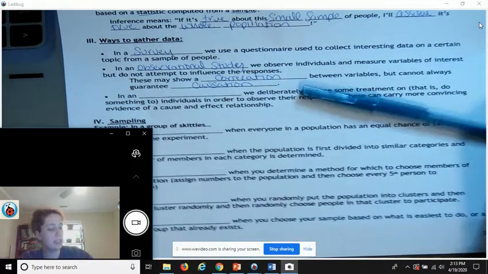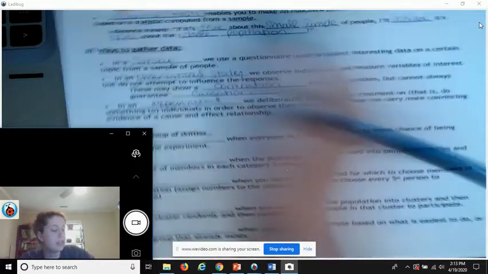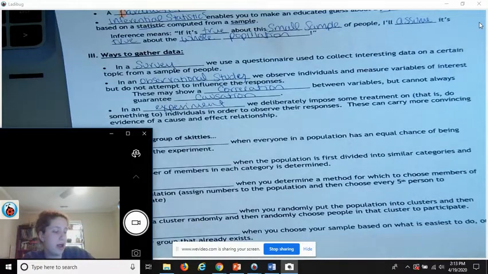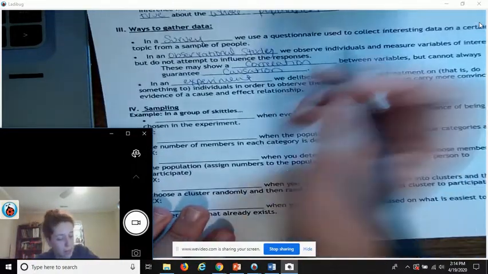In an experiment, we deliberately impose some treatment, or we basically change one of the variables, on individuals in order to observe their responses. These can carry more convincing evidence of a cause and effect relationship. All three of these things, survey, observational study, and experiment, can be biased, but can also be created so that they aren't biased. So the different ways we can sample, we can have random sampling.